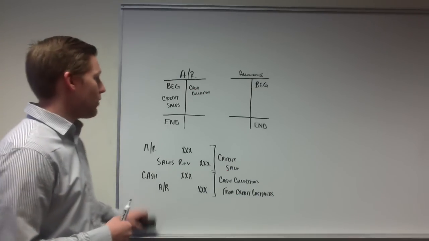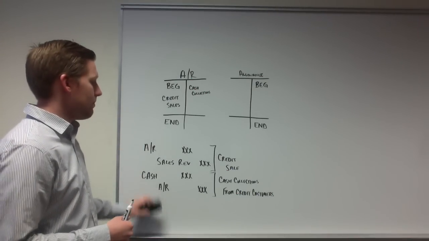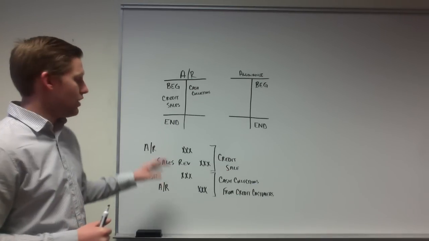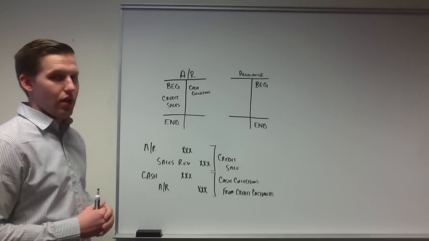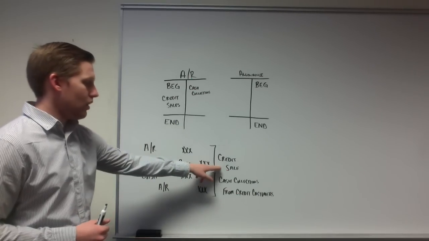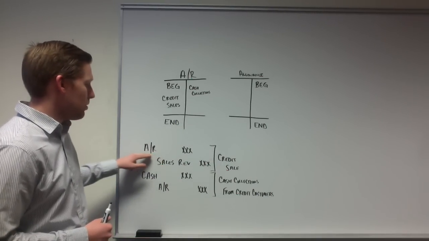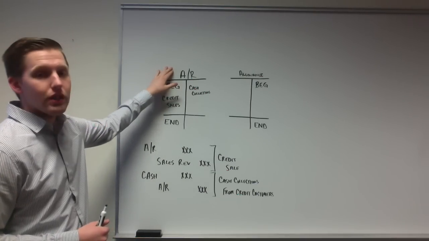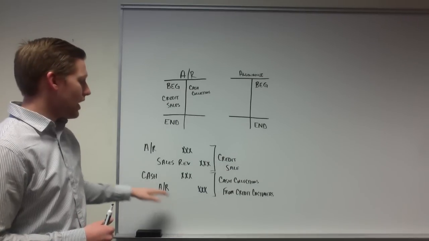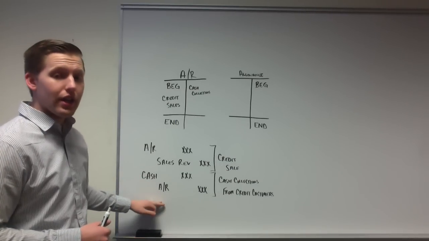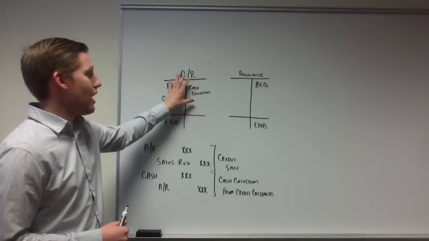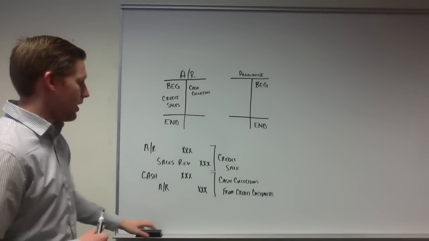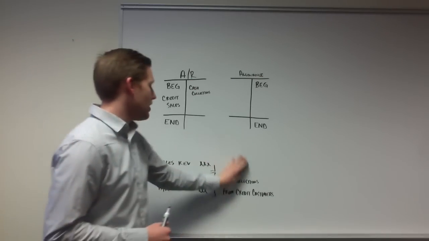Okay, so I'm going to go ahead and erase this. Actually, I want you to remember that these journal entries just go right into the T account. When I make a credit sale, I'm debiting accounts receivable, so we put that here on the debit side of our accounts receivable T account. When I collect the cash, I credit accounts receivable, so I'm putting that on the credit side of my accounts receivable T account.